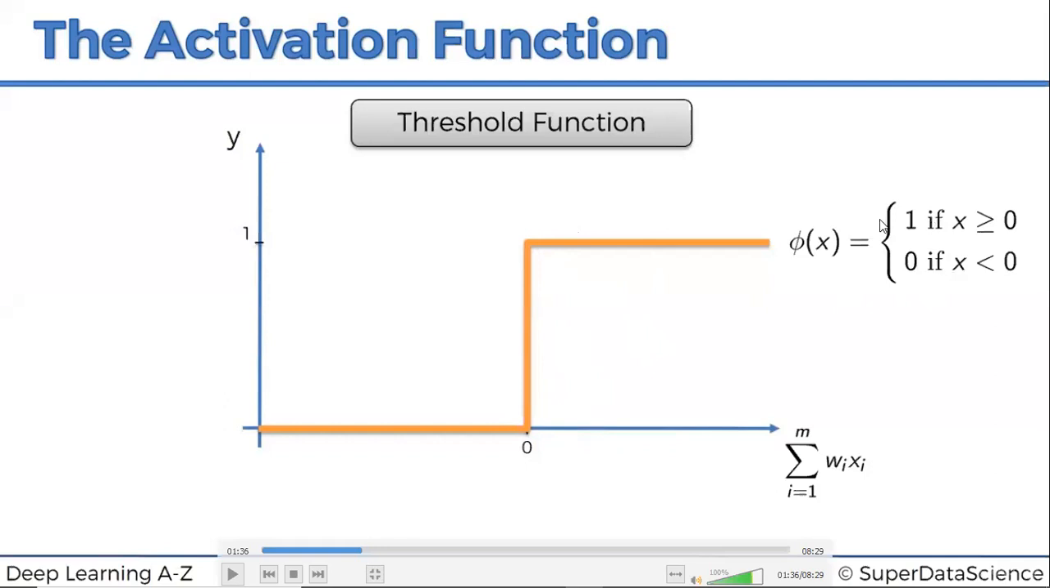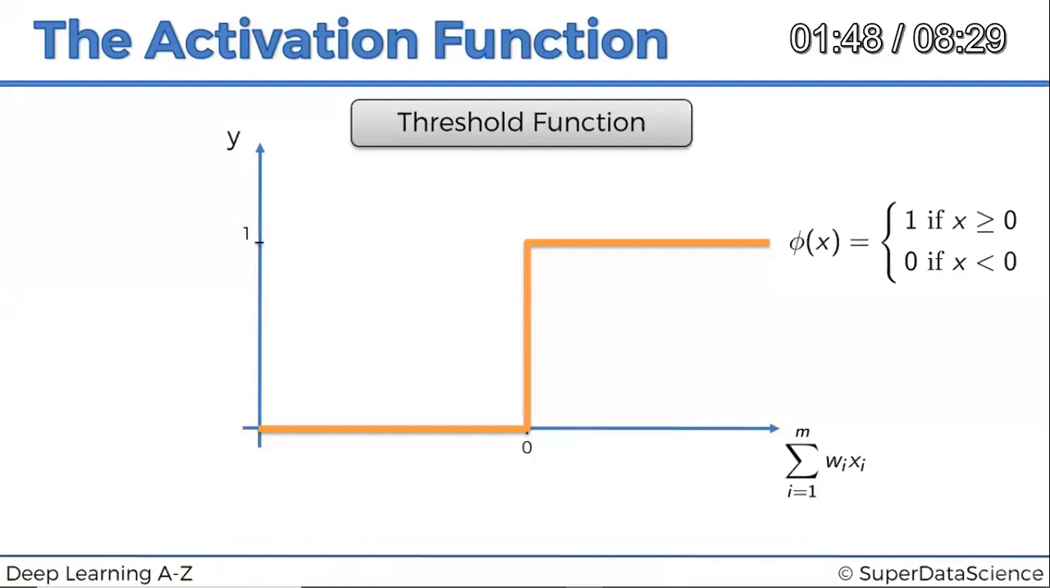Coming to the formula for this threshold activation function, here it is. Phi of x equals 1 if x is positive. If x is positive, it goes to 1. If x is negative, it will stay at 0 only. So for a binary classification problem, if you want to use the threshold activation function, you can. It will be useful for binary classification problems only.